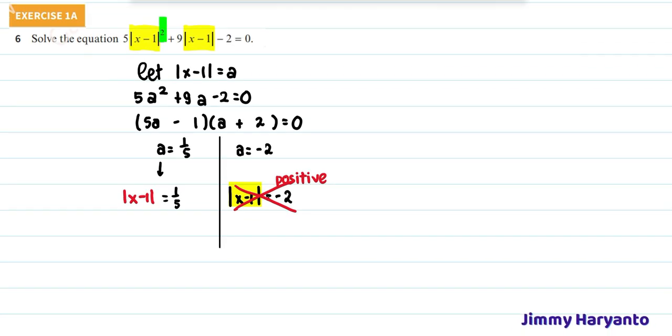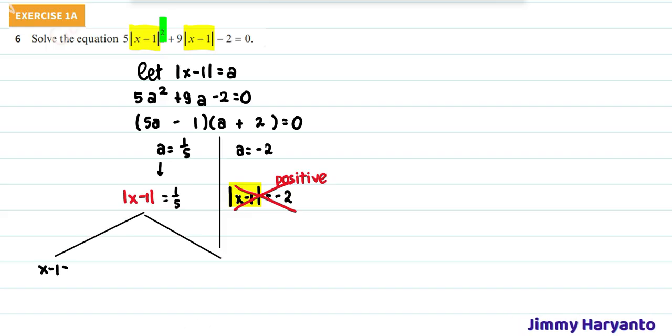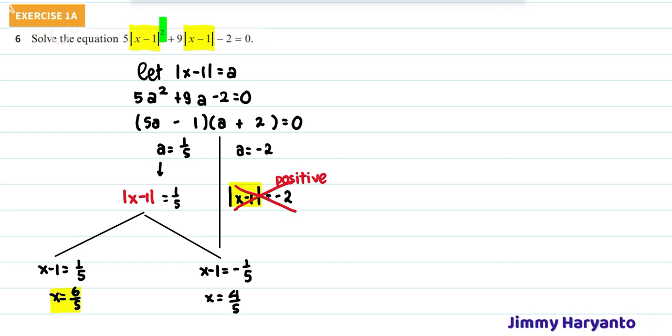So we can solve this by using the rules. You have to split them into two parts. The first one is x minus 1 equals to 1 over 5. The second part is x minus 1 equals to negative 1 over 5. So x equals to 6 over 5, and the second part will be 4 over 5. There you go. Because this is the first type of equation, both of them are solutions.